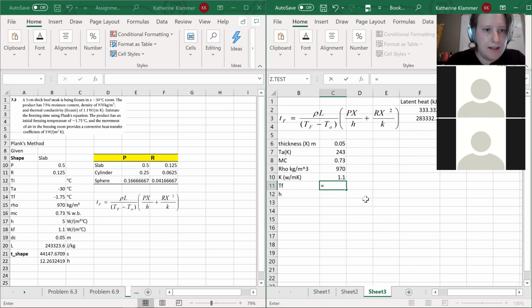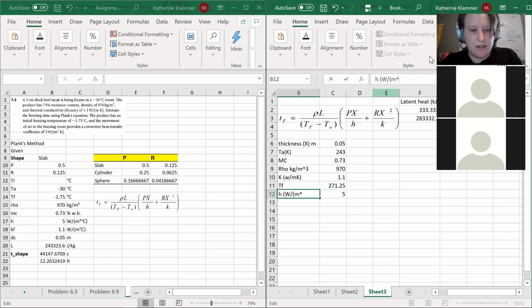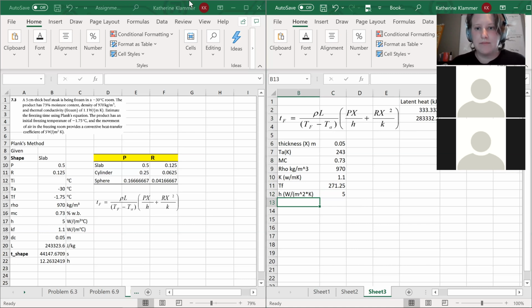TF is given, and then H is 5 units, and that's watts divided by meter squared times Kelvin. Okay, so does this setup make sense to you guys? I assume that's a yes. If not, just let me know if you have any questions.